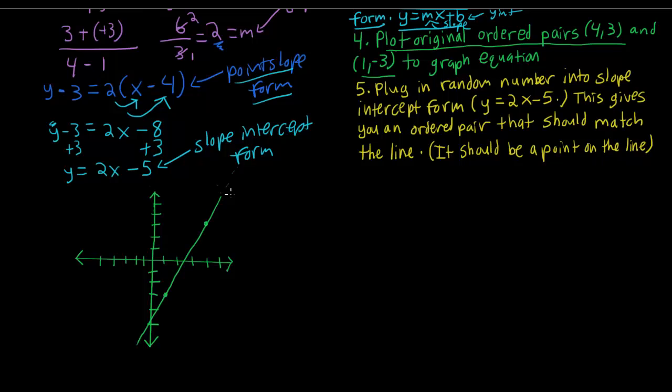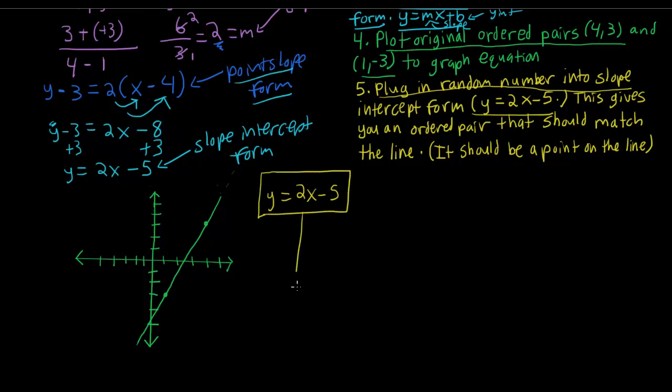Now we've graphed the line, and for the last step we want to plug in at least one random number into the slope-intercept form, which is y equals 2x minus 5, and whatever point we get from graphing, it should match this line. So we're going to put in a random value for x, and whatever ordered pair we get should fall somewhere on this line. So we can just go ahead and set up a little chart for y equals 2x minus 5, the x and y chart that we've used before.